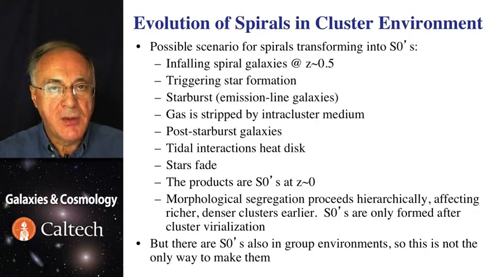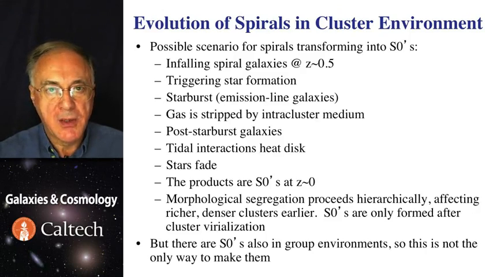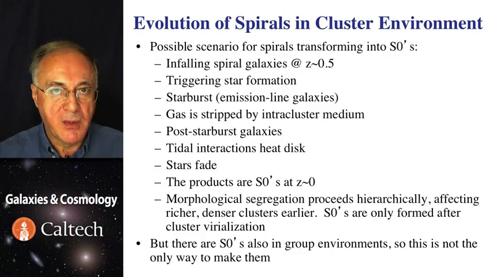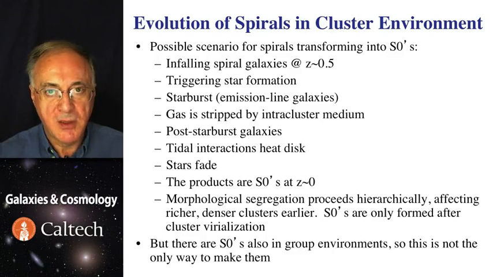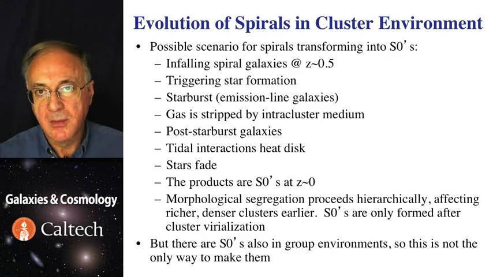So one possible scenario is that spirals from the field are falling into the cluster potential well. As they do that, they encounter dense intra-cluster gas, the X-ray gas. Some of their own gas gets stripped away, which quenches the star formation in them. They may undergo a burst of star formation triggered by some of the interactions, but eventually that fades too. And in the end, you may have an old disk-like S0 galaxy. So this is a plausible scenario. This is not necessarily the only way to make S0s, but it can account for the observed effects in clusters.